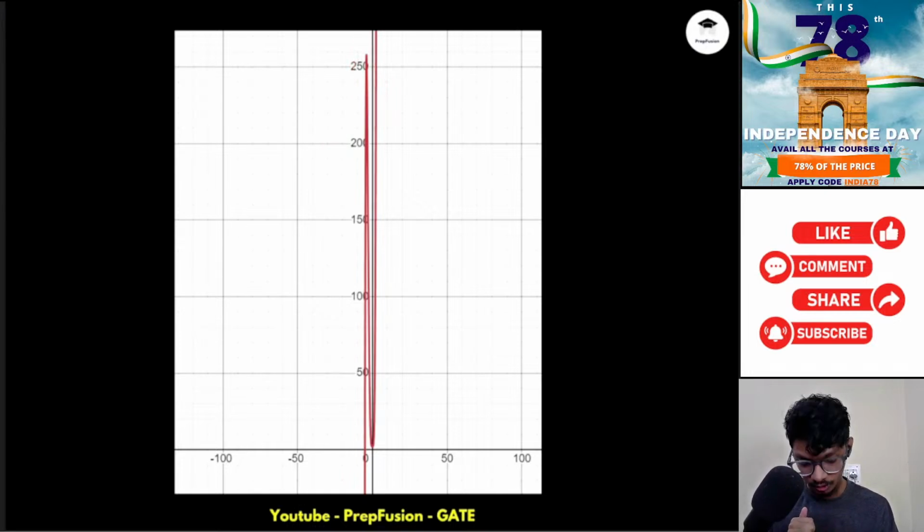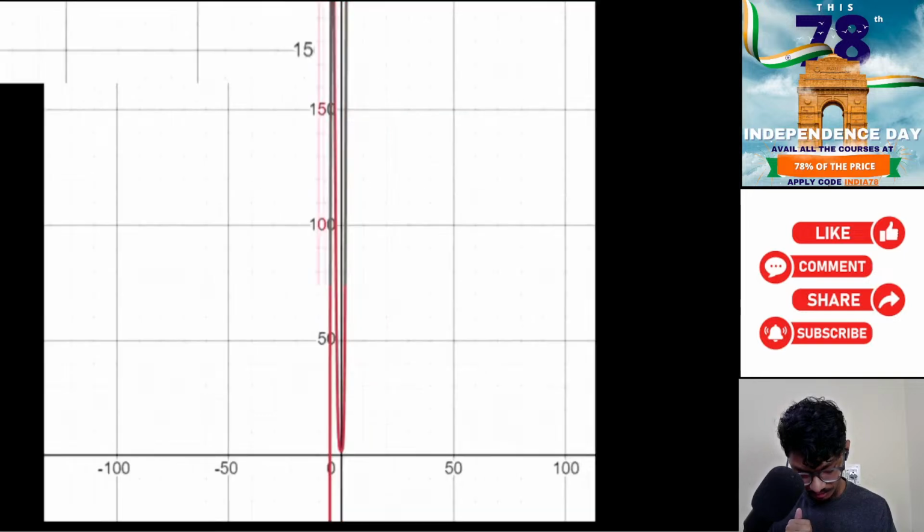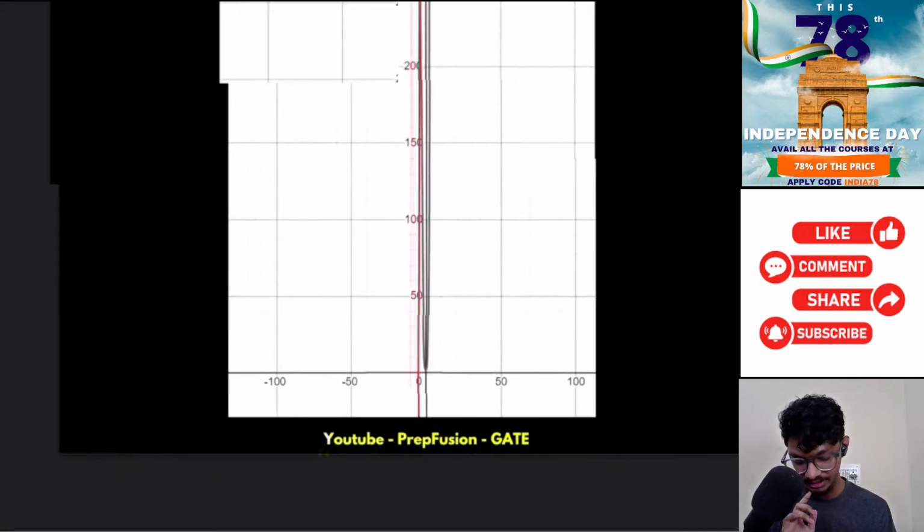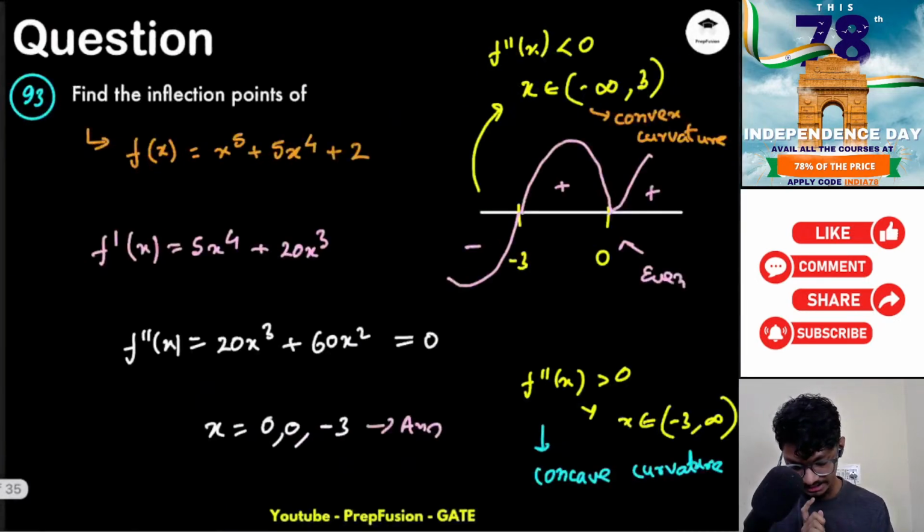And here the slope is negative at around x equal to 0, then it goes to positive. So from negative it goes to positive, and from positive it goes to negative. So curvature changes. That's why there will be inflection points at x equals minus 3 and 0.